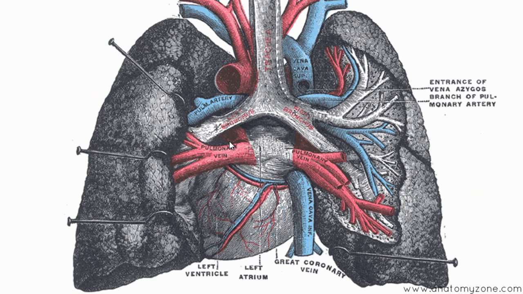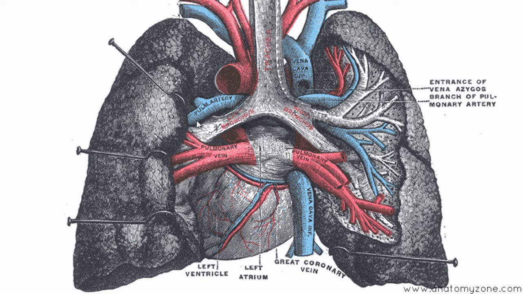So I've just switched to this diagram which shows the exact same view we're looking at. We're looking at the posterior view, so you can see the trachea coming down here, branching off into the left and right main bronchi, and you can see the pulmonary arteries at the top and the pulmonary veins inferiorly entering into the lung at the hilum.